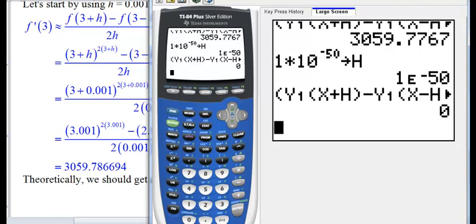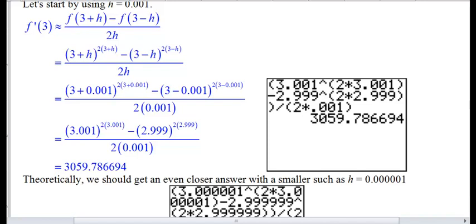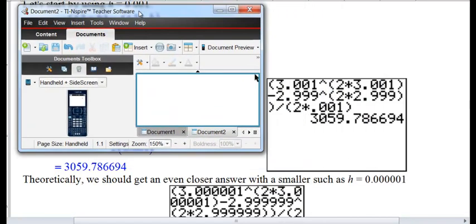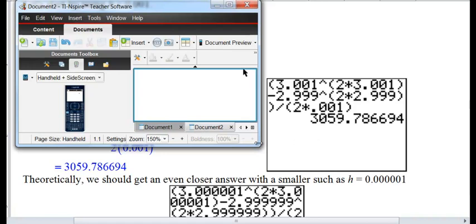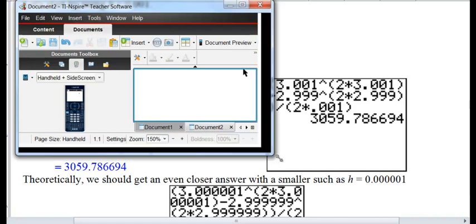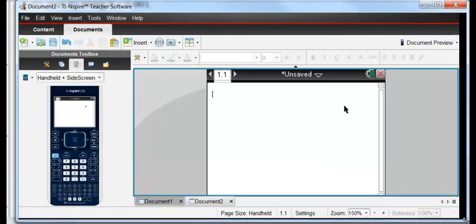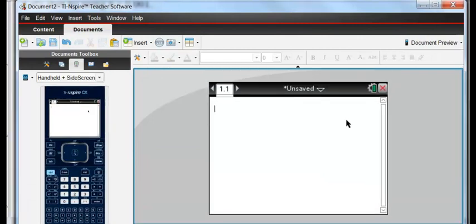Now, let's try basically the same thing very quickly on a TI-nspire. And the TI-nspire basically works the same way, except that the way you get some of the things is slightly different.